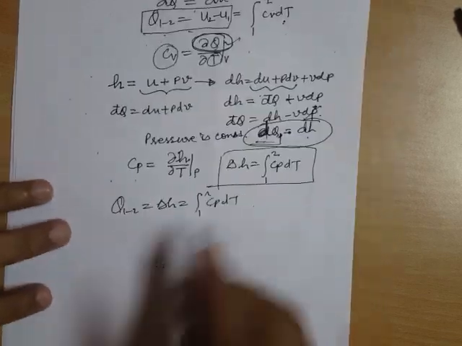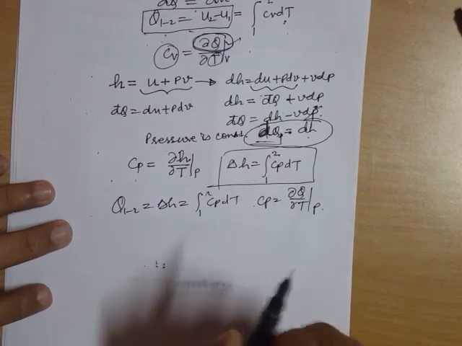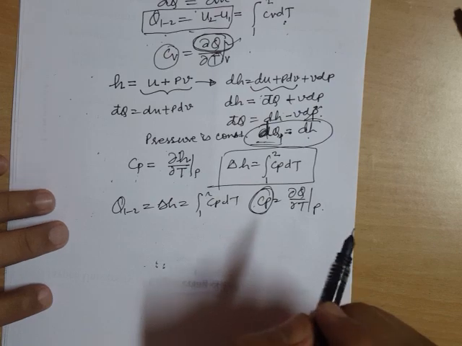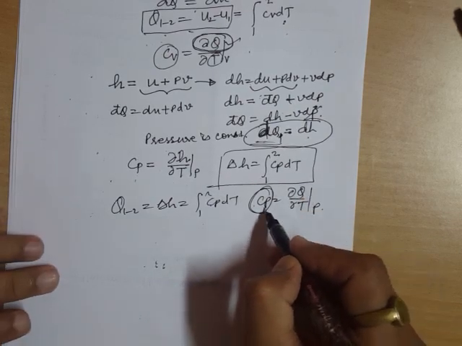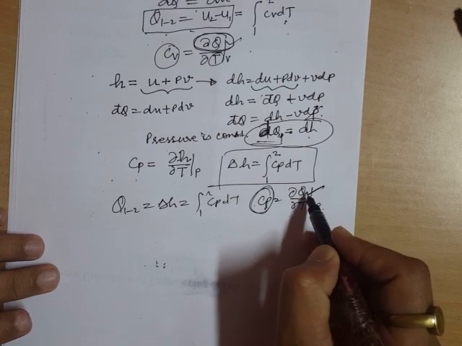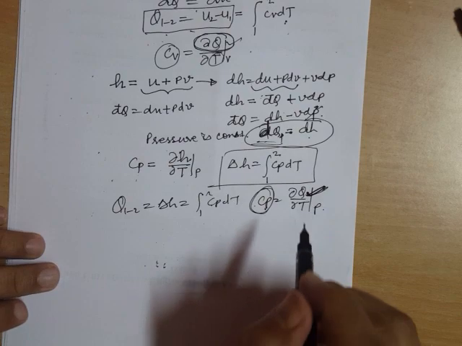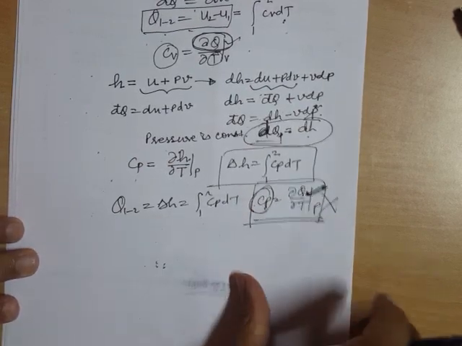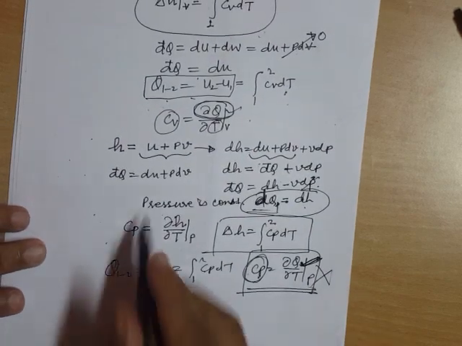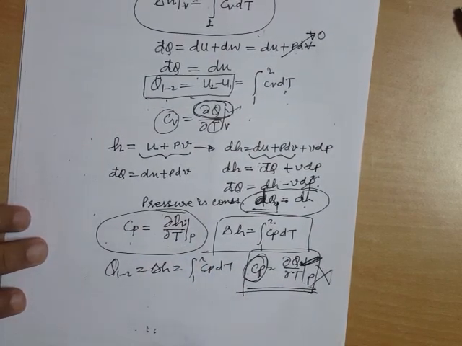So one will be tempted to write again Cp as what? Del Q by del T at constant pressure. But again we know that Cp is a property of that particular substance. So this property is defined with respect to a non-property, that is a path function, which is heat transfer. Hence it is wrong to define specific heat in this term. Hence the correct way of defining specific heat at constant pressure is with respect to enthalpy, which is a property.